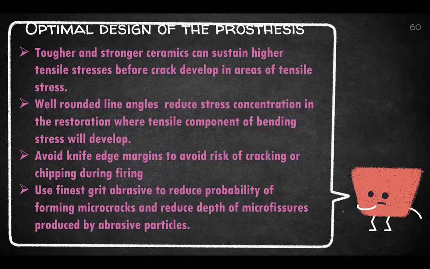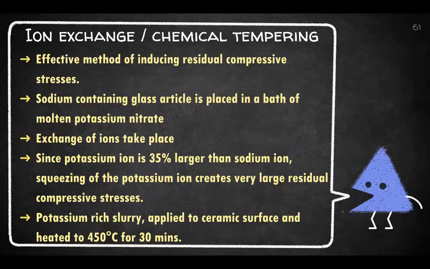So tougher and stronger ceramics can sustain higher tensile stresses before cracks develop in areas of tensile stress. Well-rounded line angles reduce stress concentration in restorations. So that is what you want. You don't want any sharp line angles in your tooth prep. All these should be rounded. If there are any sharp areas, stress will concentrate there. So you have to avoid knife edge margins to avoid the risk of fracture, cracking or chipping off during firing and also during usage. And use a fine grit abrasive to reduce the probability of forming microcracks and to reduce the depth of microfissures produced by these abrasive particles.